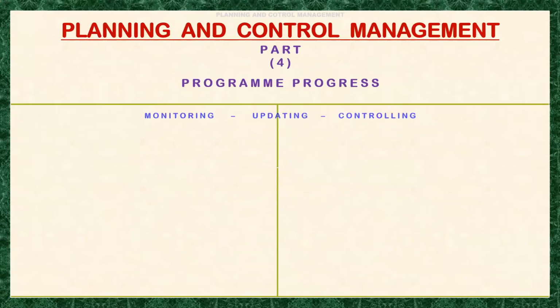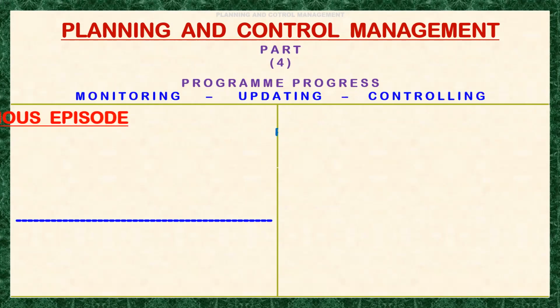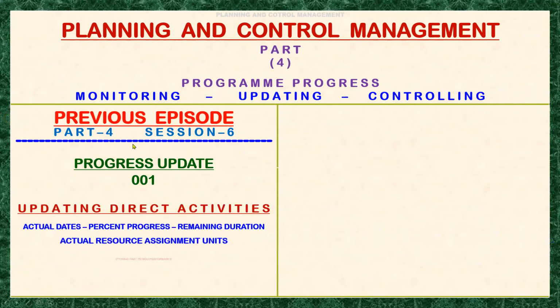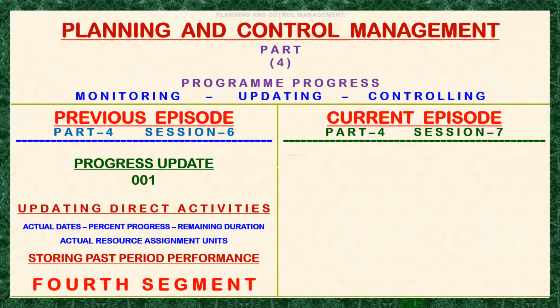Planning and Control Management, Part 4, Program Progress of Monitoring, Updating, and Controlling. Our previous episode was Part 4, Session 6. It's about updating direct activities and storing past period performance for the Progress Update 001. And that was our fourth segment. I think we have completed the segments for the updating of the direct activities. So we are now on the current episode, Part 4, Session 7.